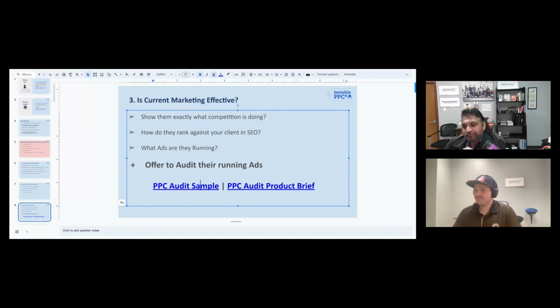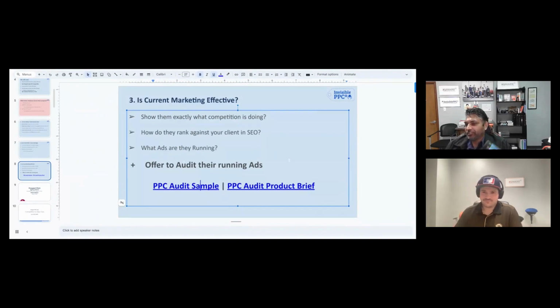Okay, so there is a whole audit and product brief. You can offer that to them. You can do your own audit, and that's one way to get that going. So basically, these are the three things which you can do.